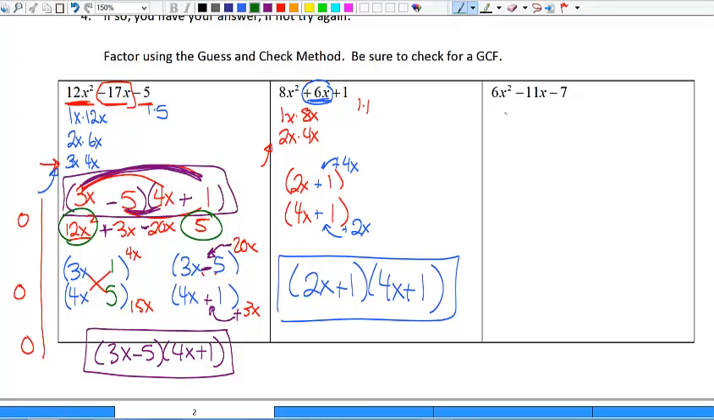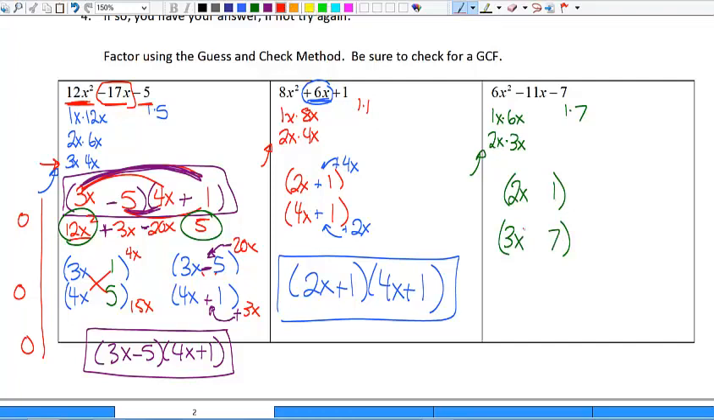On the third problem, there is no GCF, so I'm going to list my factors of 6x squared, which is 1x times 6x, and 2x times 3x. My factors of 7 are 1 times 7. So I'm going to start at the bottom of my list, and the last time it got me in one try without any guesses, okay? So I'm going to try 2 and 3, and I'm going to try 1 and 7.